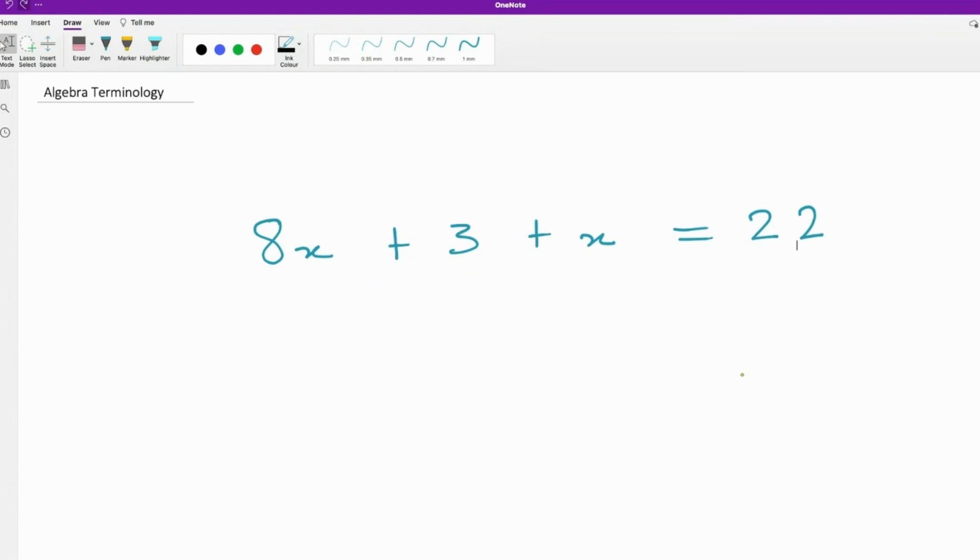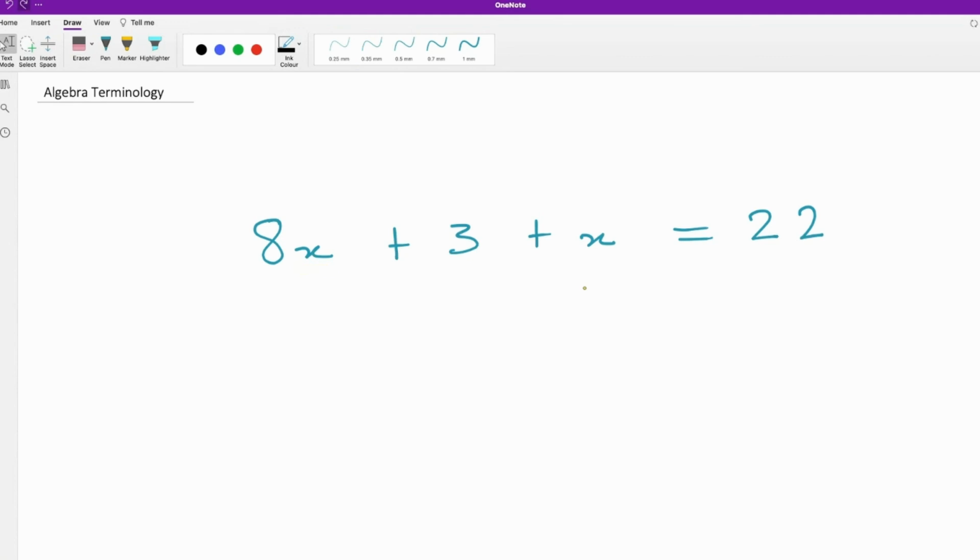Okay, next, let's look into what are our constants. So the constants are our whole numbers that are by themselves. So in this case, 3 and 22. Next, let's go through where our pronumerals are. So in this case, we can see that we have the presence of x over here and over here. But overall, we just say that our pronumeral in this overall algebraic equation would be x.